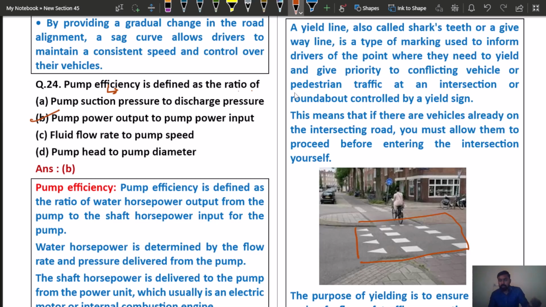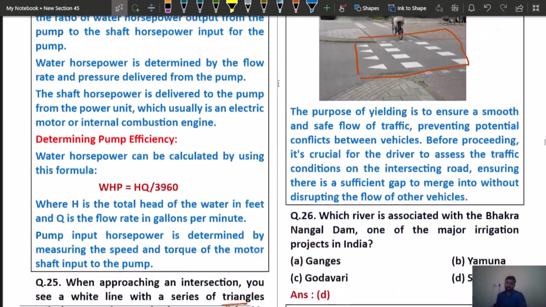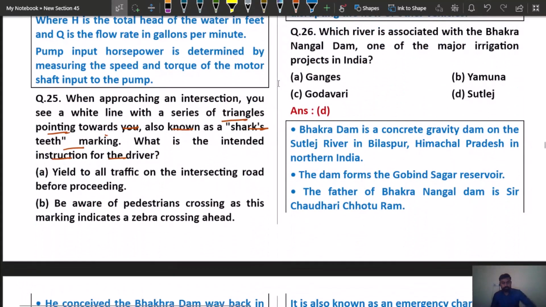and let the vehicles which are already at the intersection of the road pass. So allow them to pass, and after that you will proceed. If vehicles are already at the intersecting point, you must allow them to proceed before entering the intersection yourself. So this is provided for this reason. So the correct option will be to yield to all traffic on the intersecting road before proceeding. So option A is correct.